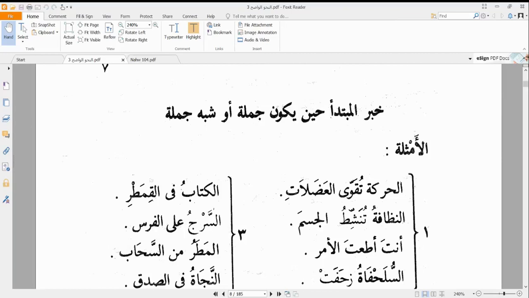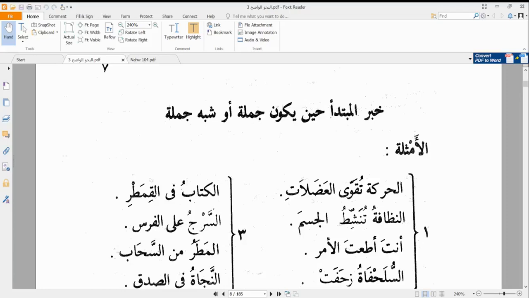So when we say jumla, we mean a jumla mufida, that is a complete sentence that makes sense. And when we say shibhu jumla, it is something that looks like a sentence but does not make complete sense on its own. In previous lessons we've treated what we call the khabarul mufrad, that is when a khabar, a predicate, is a single word. That is what we've been using all through since the previous topics.